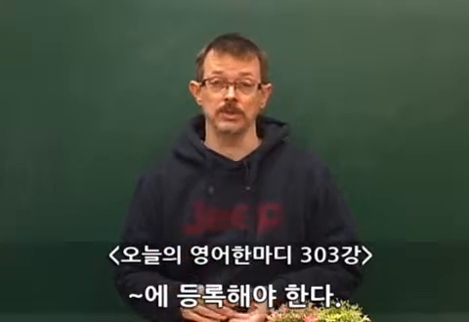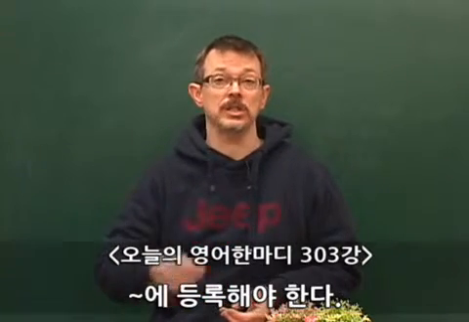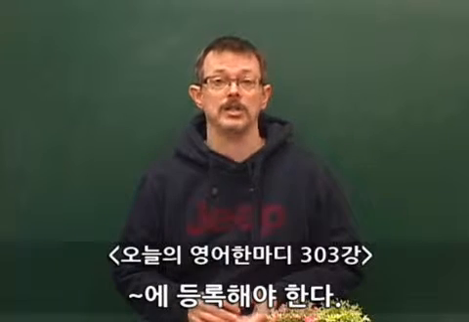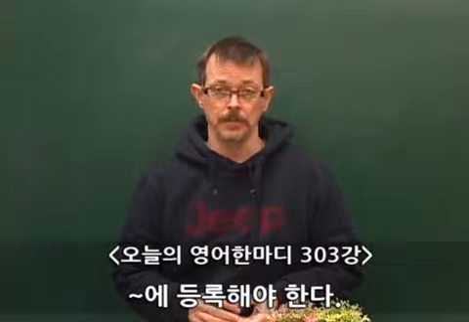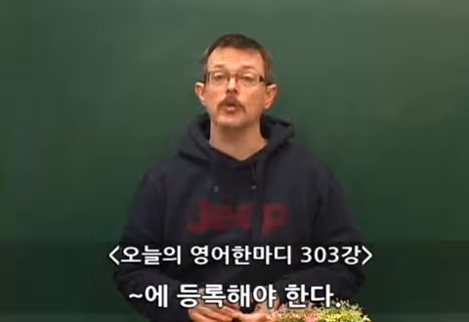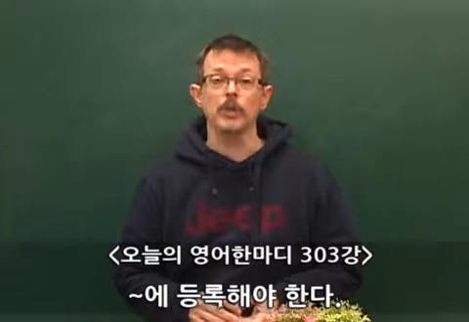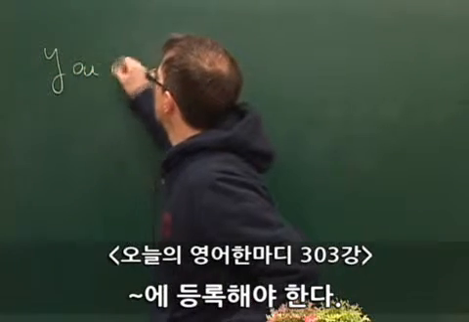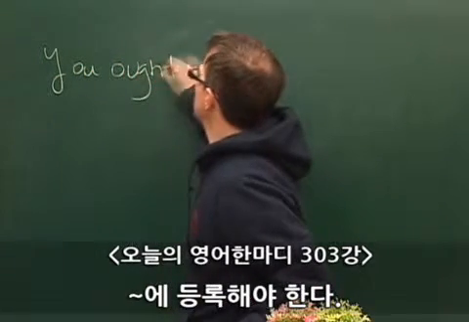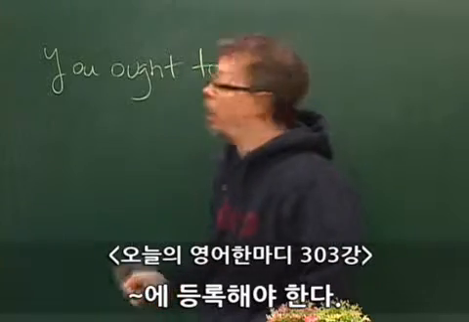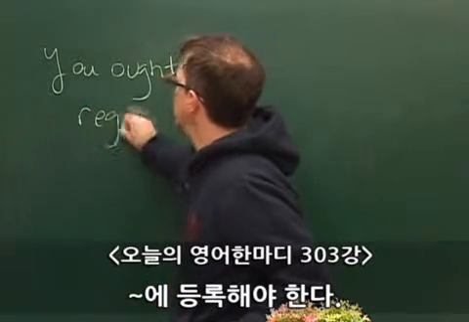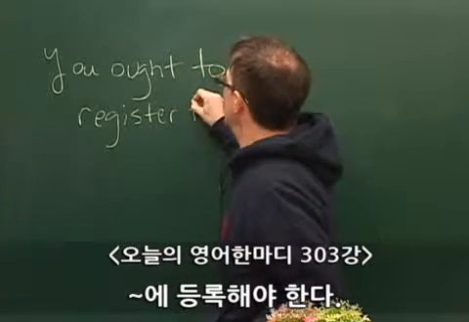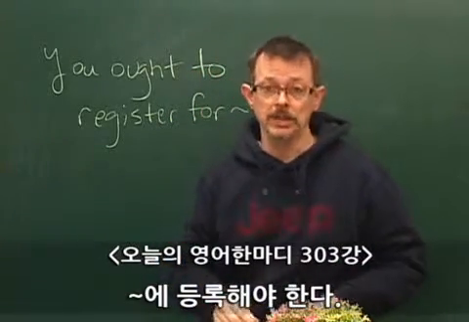should 이란 동사 쓸 수도 있죠. You should register for 무엇 할 수도 있지만 should 말고 ought to 이란 동사도 있어요. 그래서 빨리 말할 때 you ought to register for. 제가 적어드릴게요. O-U-G-H-T ought to. You ought to. And in this case, register for 무엇. You ought to register for.